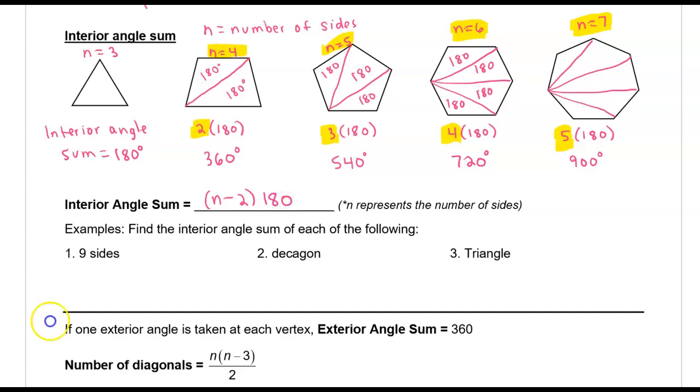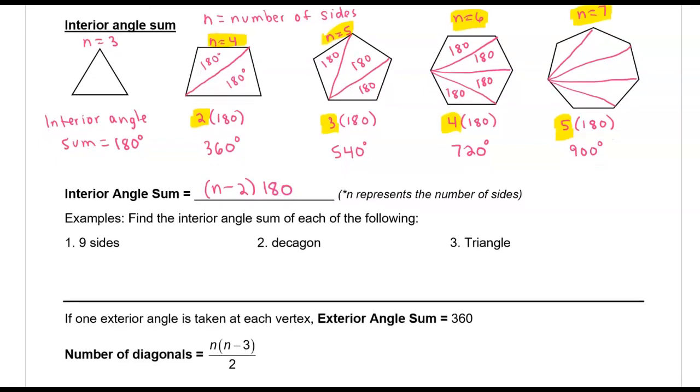Try to use that formula now to determine the interior angle sum for each of the following polygons. I'll set up the first one. If a polygon has 9 sides, then the interior angle sum is 9 minus 2 times 180. So on my calculator, multiply 7 times 180. You would get 1260. Pause the video. Do number 2 and 3, and then turn the video back on to check your answers.